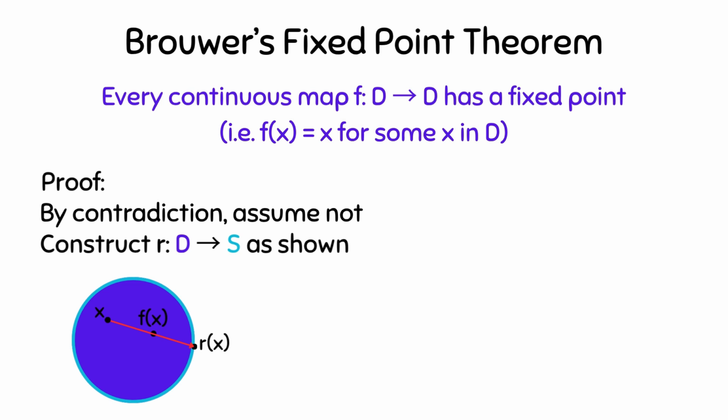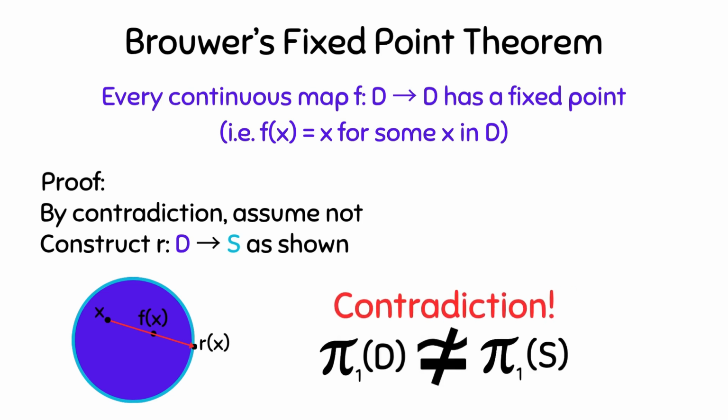This map is continuous and therefore maps D into S, but that contradicts our knowledge that D and S have different fundamental groups, and therefore we find a contradiction and our proof is complete.